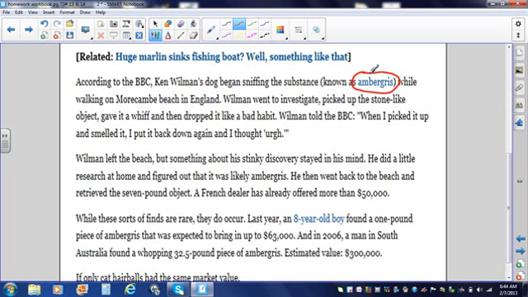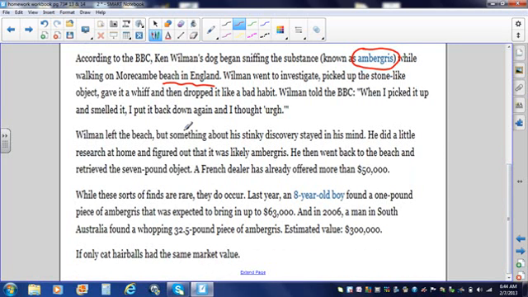I don't know, but I bet you Miss Two doesn't know. He's walking on this beach in England, and he finds this nasty stuff, ambergris, whale vomit. He picked it up. He dropped it like a bad habit. He was like, oh my gosh. Then he leaves the beach. He goes home. He does some research about the ambergris whale vomit. And then he goes back to the beach and he picks up the whale vomit. It only weighed 7 pounds. A French perfume dealer has already offered the guy more than $50,000.